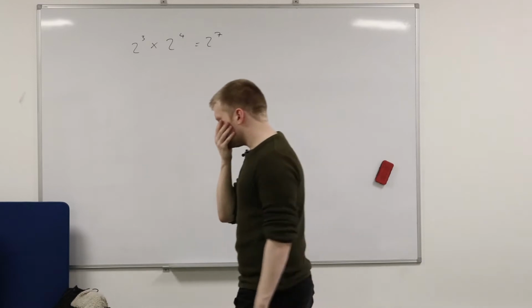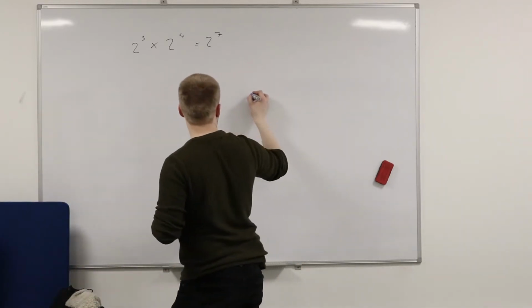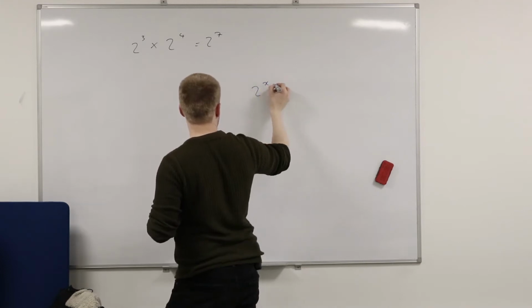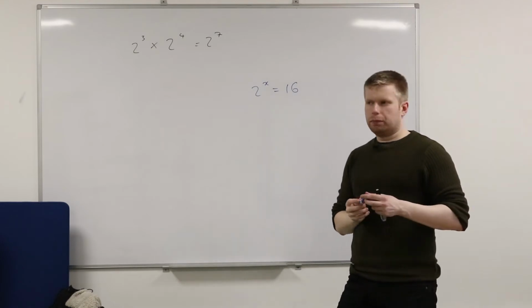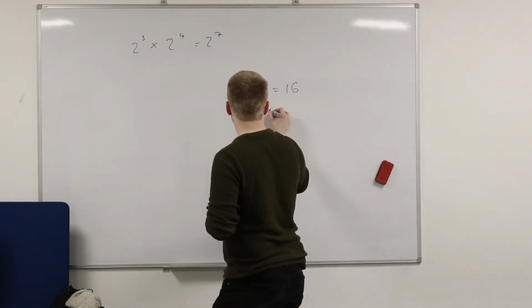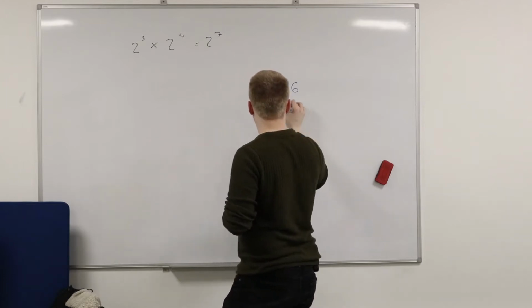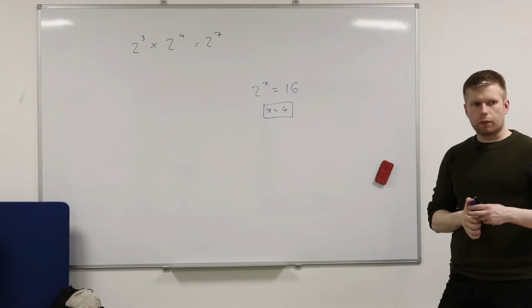If I wrote an equation like this down, 2 to the power of x equals 16, what would x be equal to? 4. It would be equal to 4. How did you know that x was equal to 4? Because 2 to the power of 4 is 16.